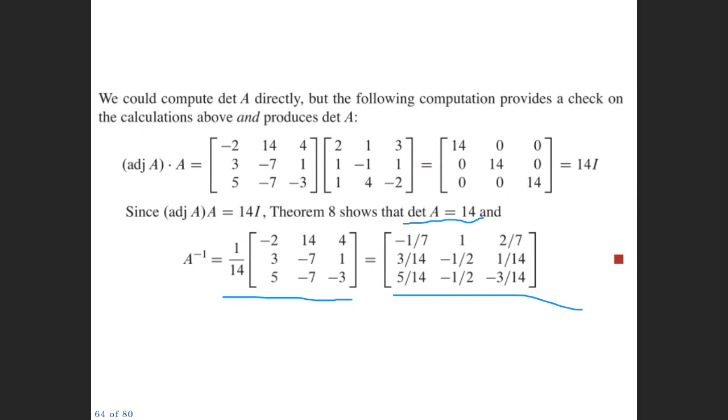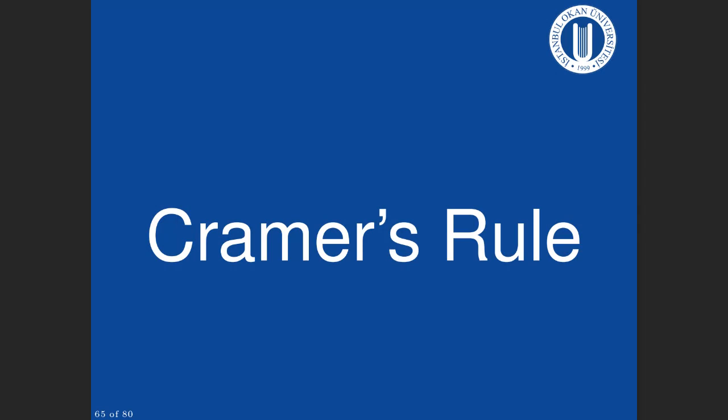Let me move on quickly. You can come back later and read this. Our fourth and final topic for today's lesson is Cramer's rule.